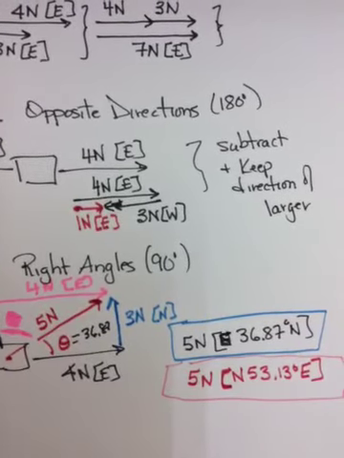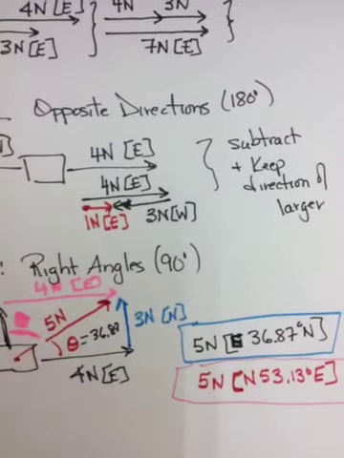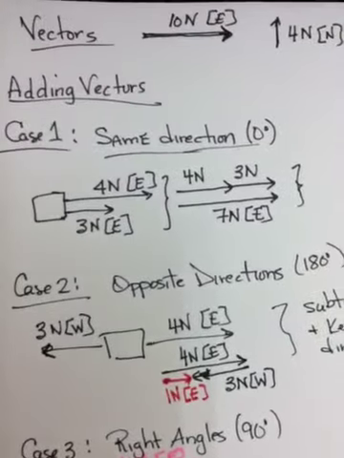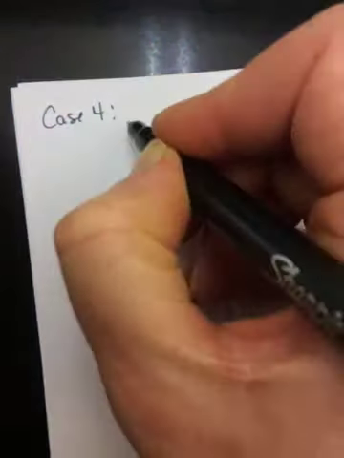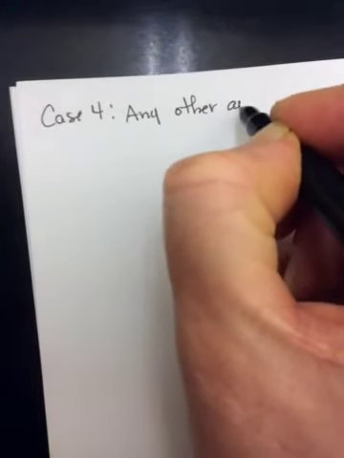So that's case number 3, adding vectors that are at right angle. The fun one is case number 4, because case number 4 is any other angle. So it stops being perhaps common sense now. Okay, so case 4, any other angle.